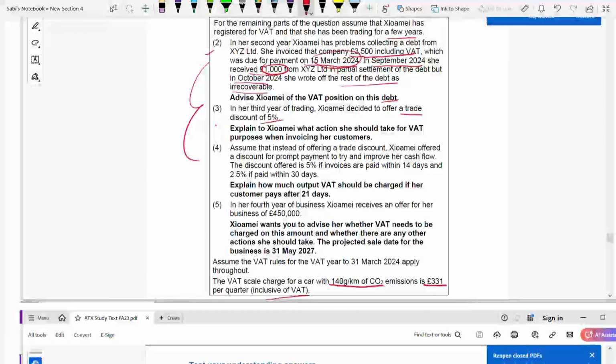Fourth, assuming that instead of offering a trade discount, they offered a discount for a prompt payment. Okay, discount is 5% if paid within 14 days and 2.5 if paid within 30 days. Now they paid after 21 days. That means they are going to get a discount of 2.5%.